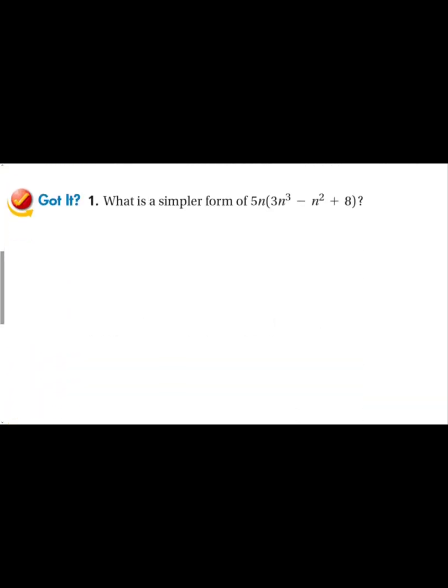Let's try the got it problem. Distribute. Multiply the 5n times all three things inside the parentheses. So that's 15n to the fourth minus 5n to the third plus 40n. Okay. And what we've done now is we've distributed this term to all three of these.